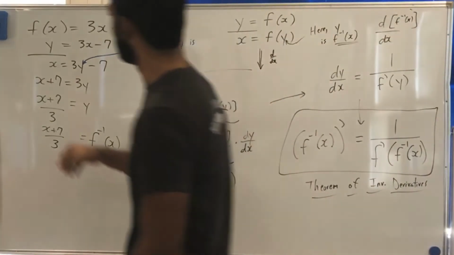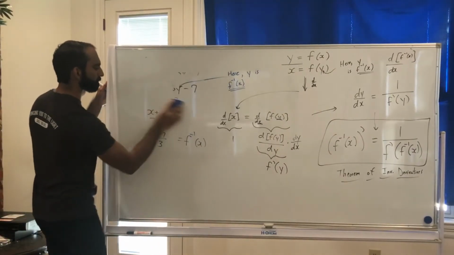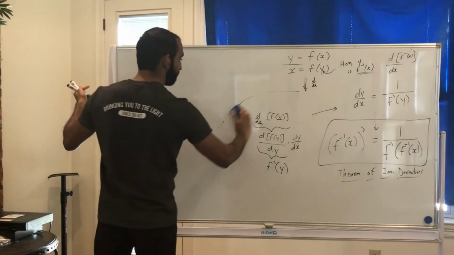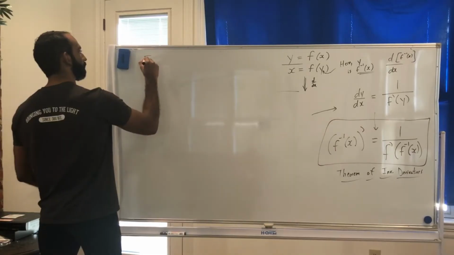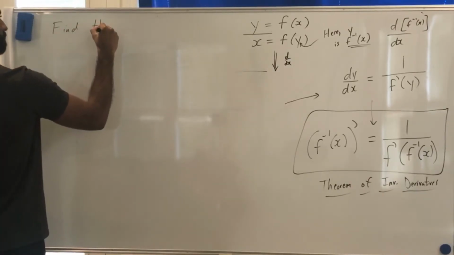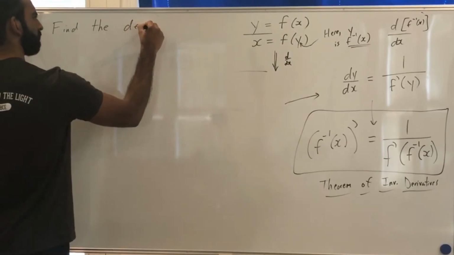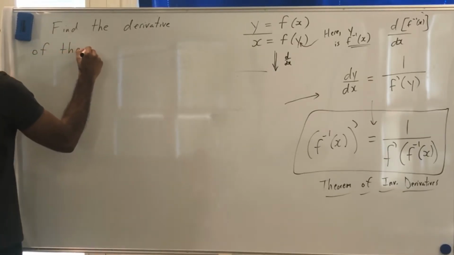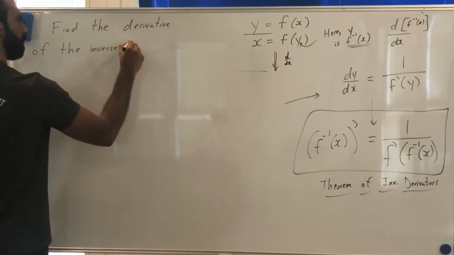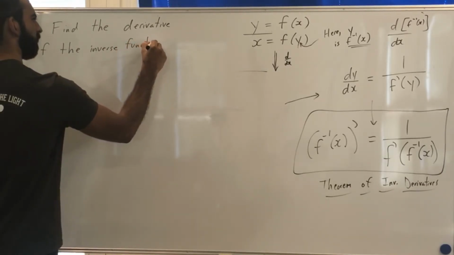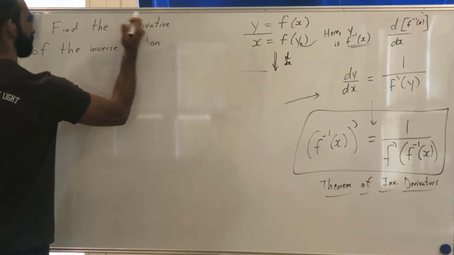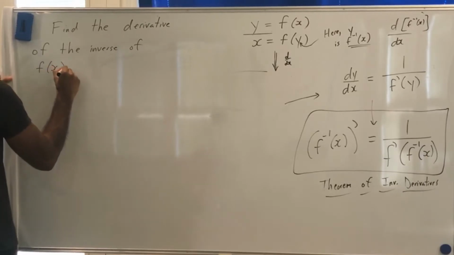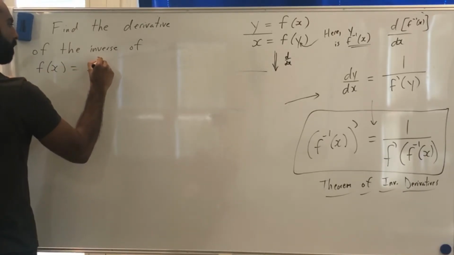So that's some theory. Let's put some concrete detail to it. Suppose I argue this function. Let's say f of x is, let's go with x to the third. And I'm supposed to find the derivative of the inverse function of f of x equals x to the third power.